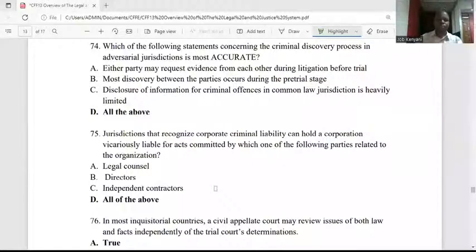So you can look at one final one. Question number 75. The jurisdictions that recognize corporate criminal liability can hold a corporation vicariously liable for the acts committed by which one of the following parties related to the organization.